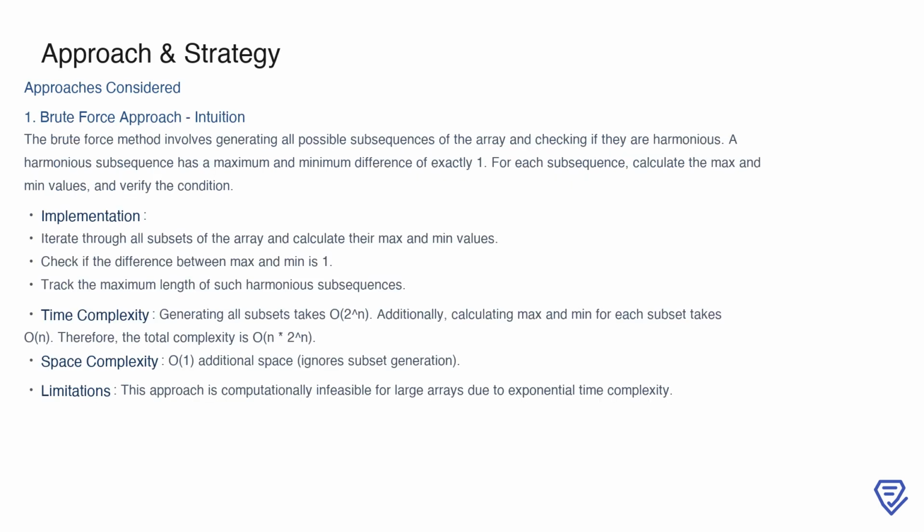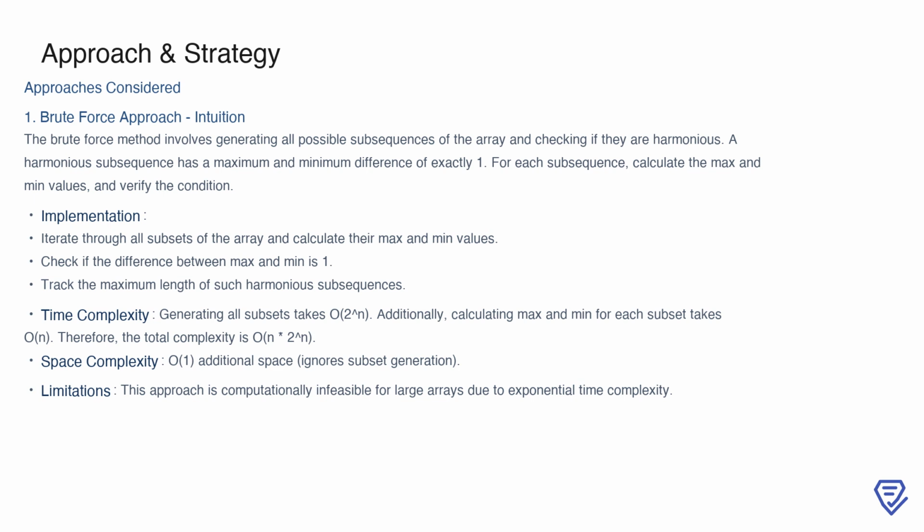To solve the longest harmonious subsequence problem, the brute force approach is a straightforward starting point. The intuition behind this method is to generate all possible subsequences of the given array, then check if each subsequence qualifies as harmonious. A harmonious subsequence is one where the difference between the maximum and minimum values is exactly 1. In terms of implementation, we iterate through all subsets of the array, calculate the maximum and minimum values for each subset, and verify whether the difference meets the condition. While doing this, we track the length of the longest harmonious subsequence encountered.